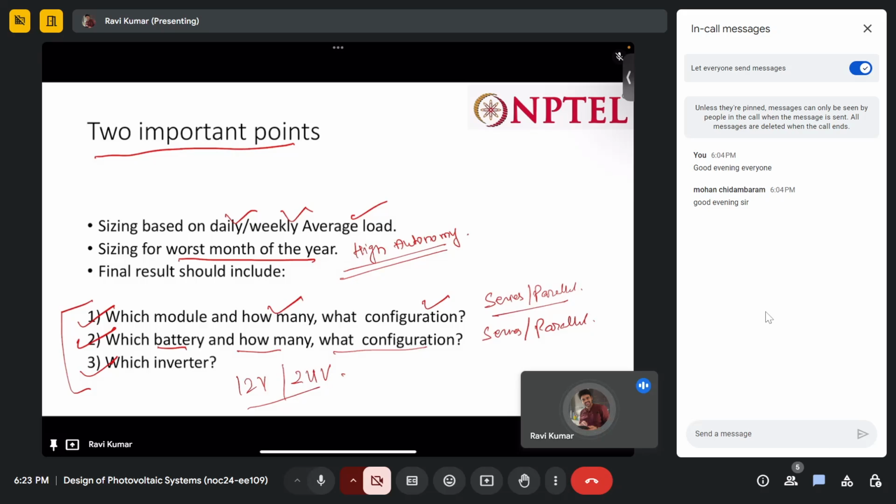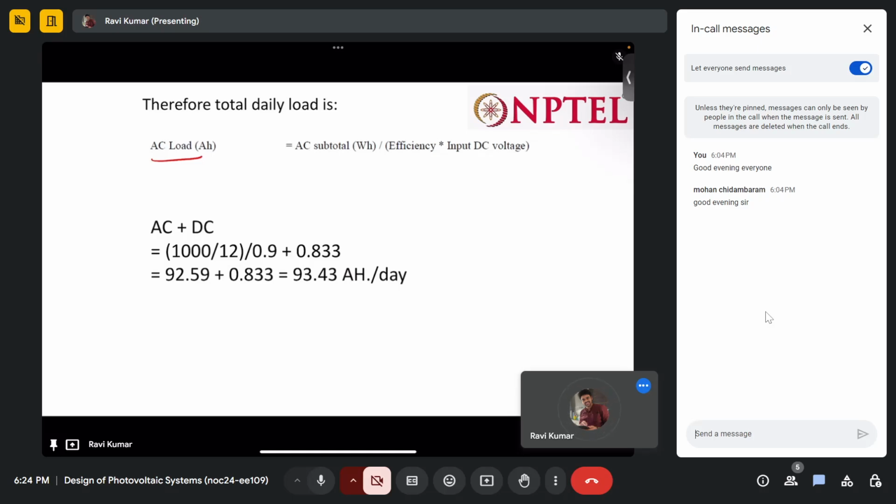Now, we have already converted our DC load into ampere hour. Now we will convert our AC load into ampere hour. For this we have the AC load, this is the efficiency of the inverter, and this is the input DC load. So it's like that. This is an inverter.